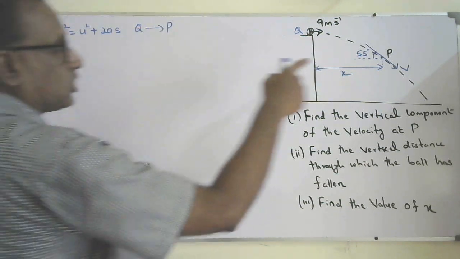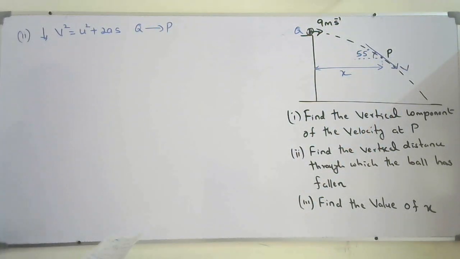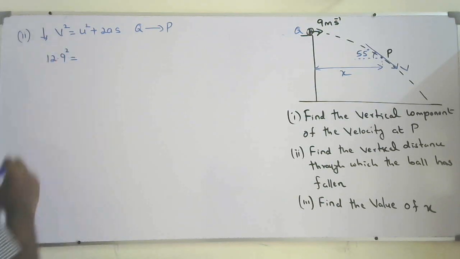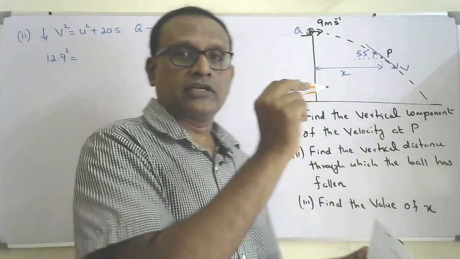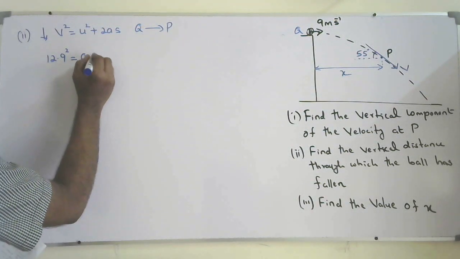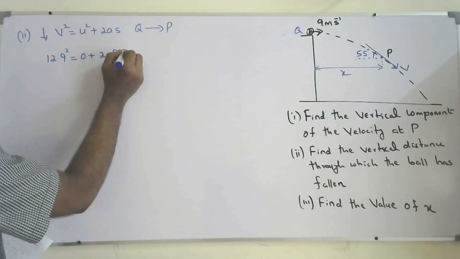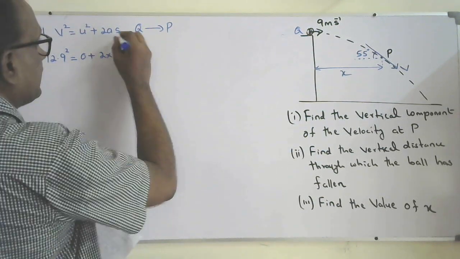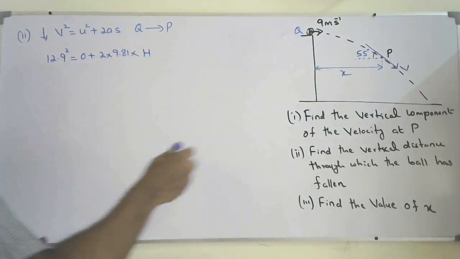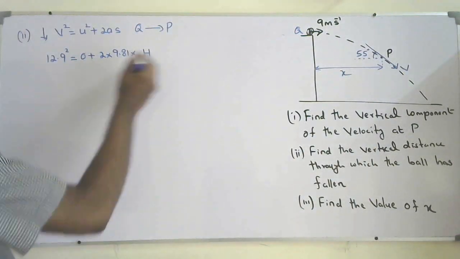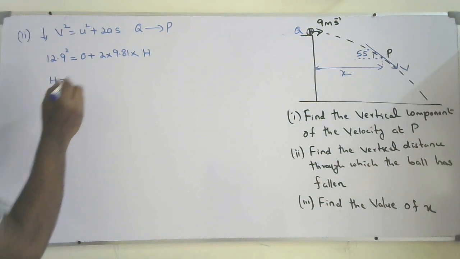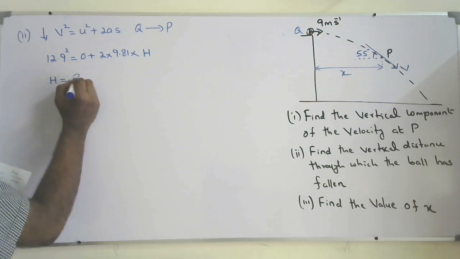I know the vertical component of the velocity, I found it just now, that is 12.9 meters per second. So 12.9 squared equals, initially it was projected horizontally, so there is no vertical component, so that will be 0, plus 2 into 9.81 into the distance it has fallen vertically. I'll call it capital H, that's the height it has fallen, right? So solve it and find H. You will get the answer 8.48 meters.